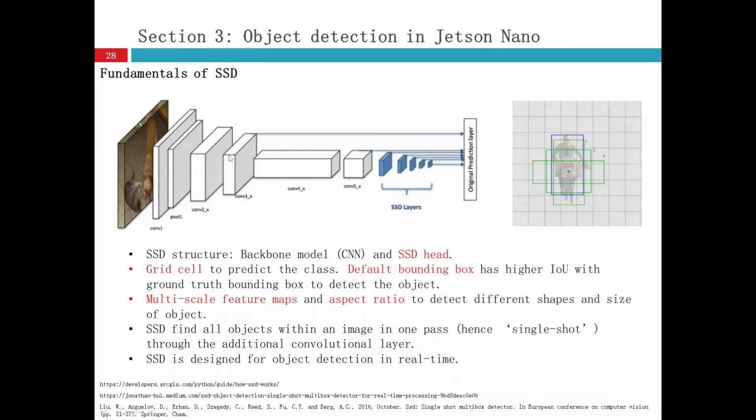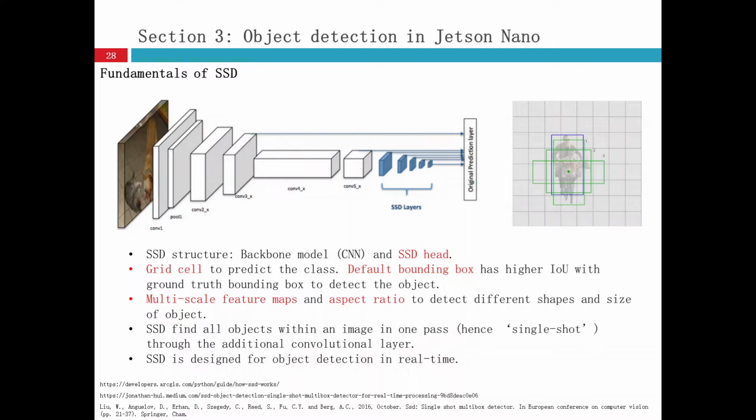So, for the fundamentals of SSD, the SSD structure is composed of a backbone model and an SSD head. The backbone model is the convolutional neural network. You will see that this part is composed of a convolutional layer, pooling layer, convolutional layer, and so on. So actually, it's nearly the same as what we talked about in section 1. The new thing for the SSD is that it involves this SSD head here, in the end, like shown in this figure.